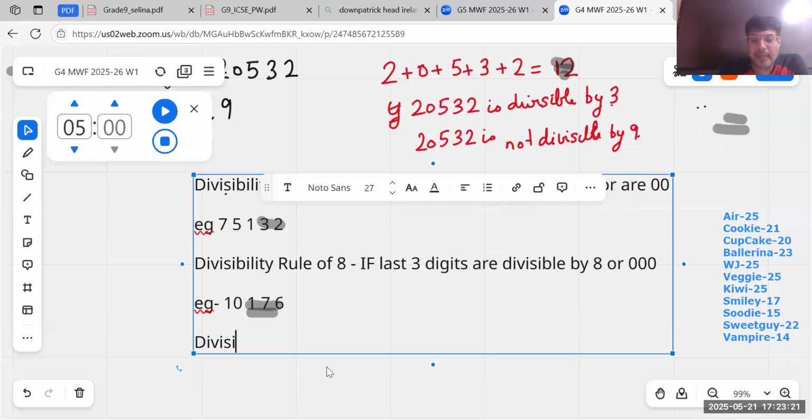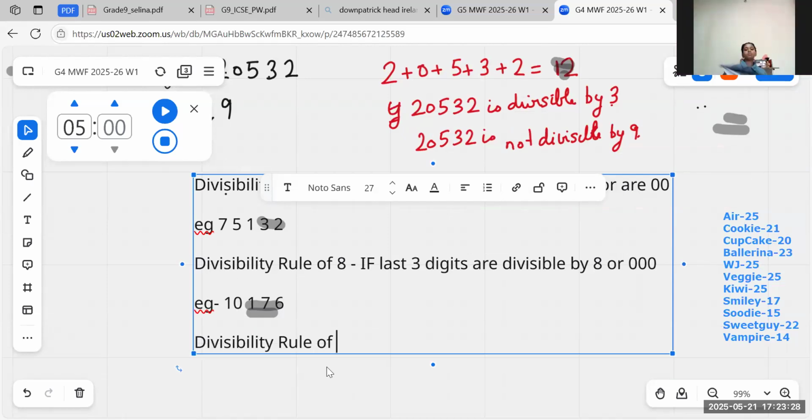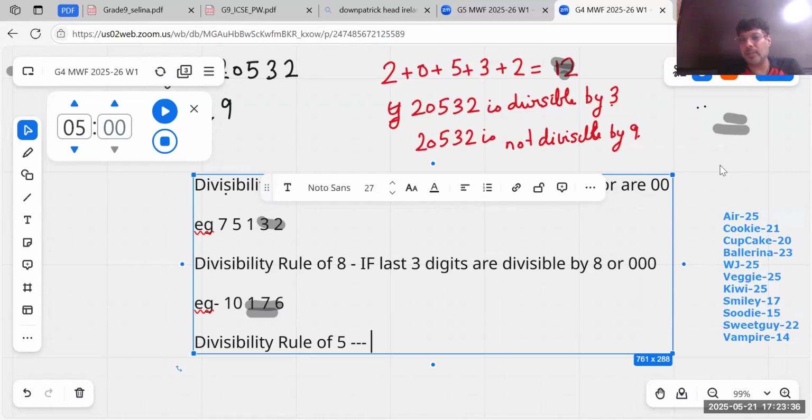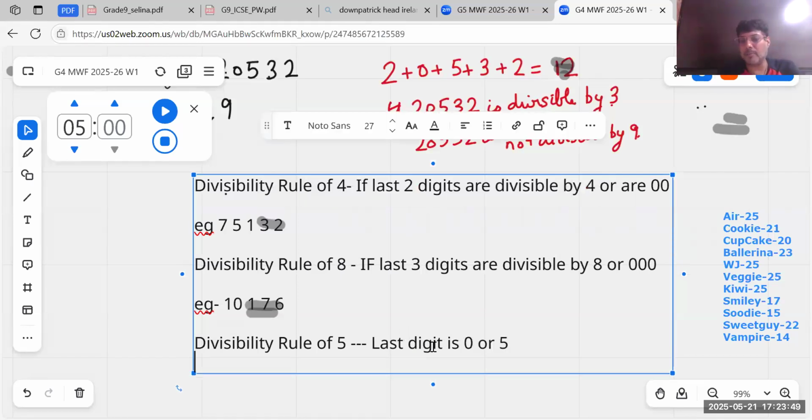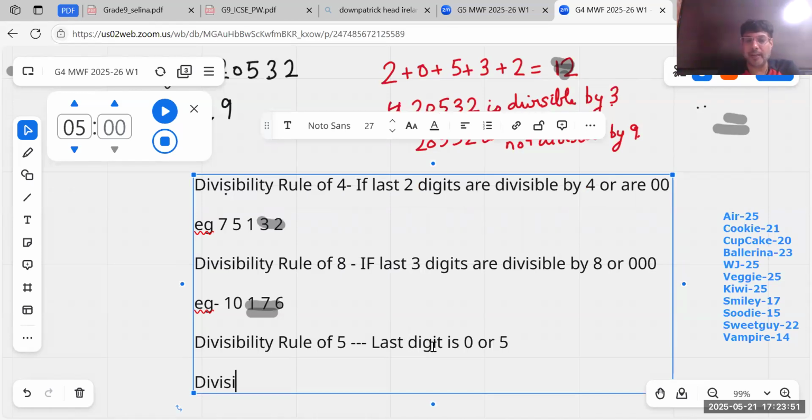Next is divisibility rule of 6. Let us do 5 first, 5 and 10 are easy. Then we will go to 6 and 11. So who wants to speak the divisibility rule of 5? Yes, Kiwi. If the last digit is 0 or 5. Very easy, the easiest divisibility rules are of 5 and 10.